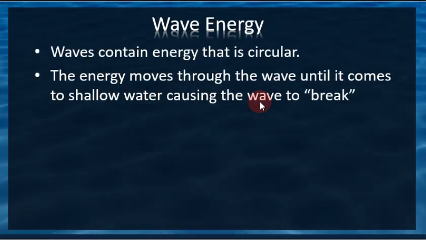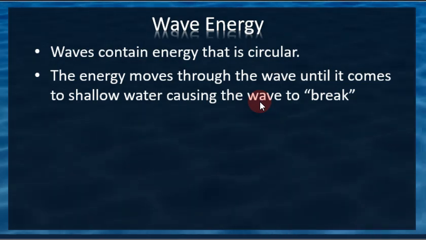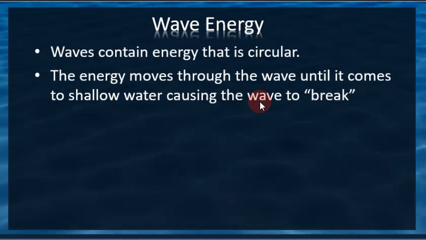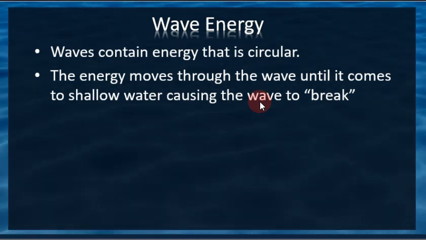All right, wave energy. Waves contain energy that is circular. So when I tell you you're bobbing up and down right there, the energy under you is basically in a circle. I'll show you a picture in a second. The energy moves through the wave until it comes to shallow water, which will cause it to break. It's going up and down like this, but when water comes close to a shore, it can't make the complete circle, and it breaks the circle. That's what we call a breaking wave.